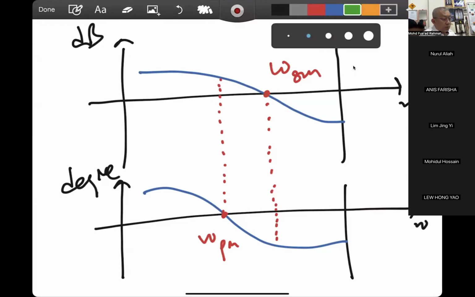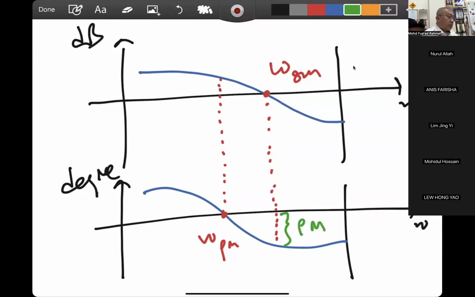So this is your phase margin. And this is your gain margin. So what is the status of the stability? Is it stable, marginal, or unstable?